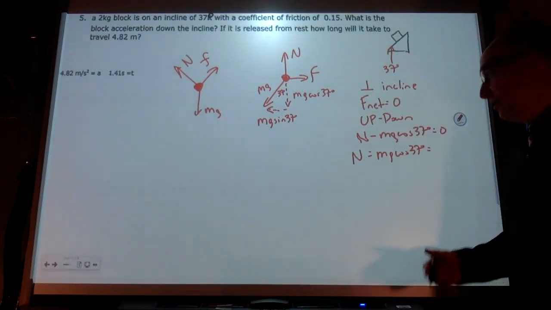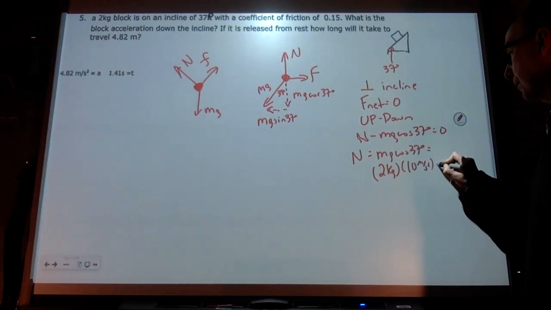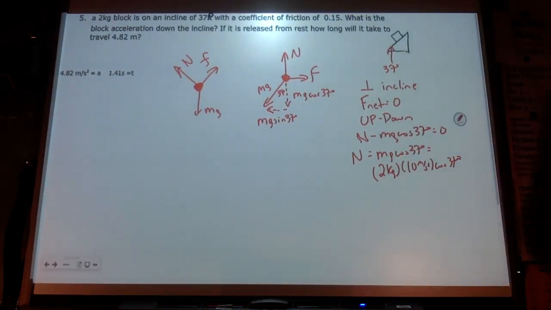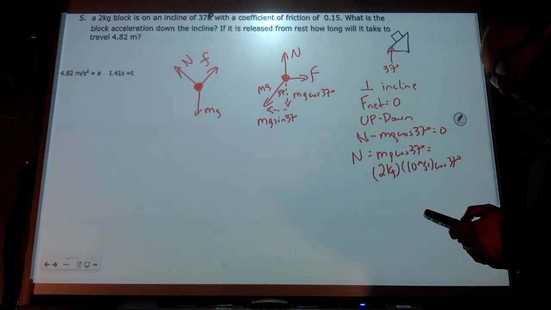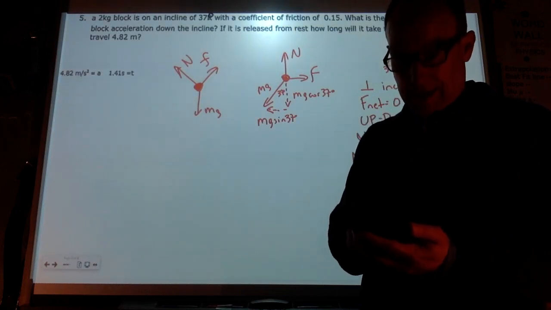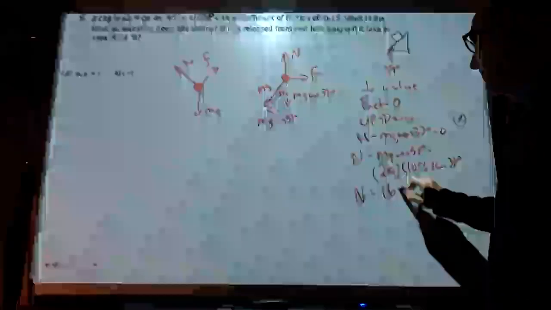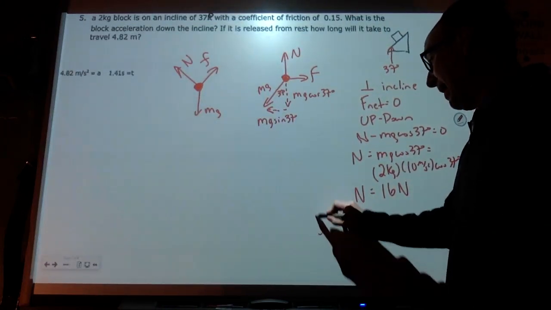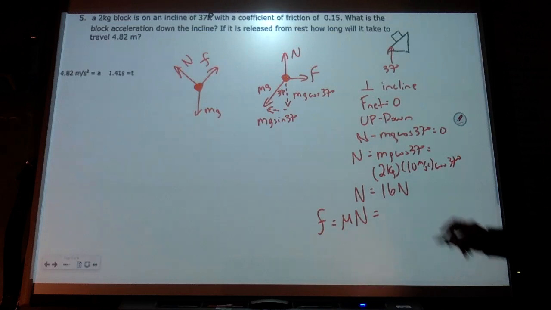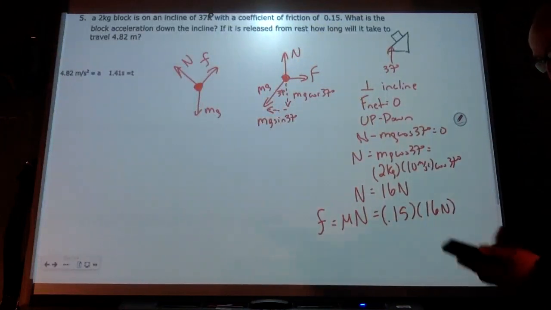I'm going to plug in my values. M is 2. G is 10. And cosine of 37. First time I'm using this so far, so I should make sure that I'm in degrees for this. And I'm going to have 20 cosine 37. 16, pretty much. So my normal is going to be 16, and I know that my kinetic friction is mu times this. So I'm going to plug in the 0.15, which is this coefficient of friction.